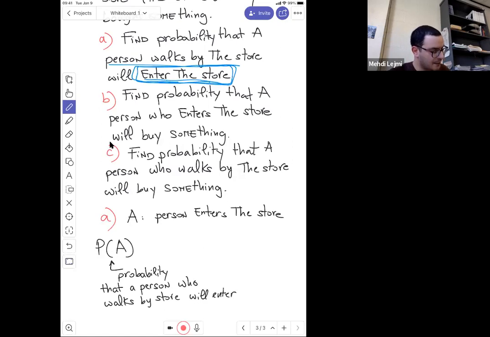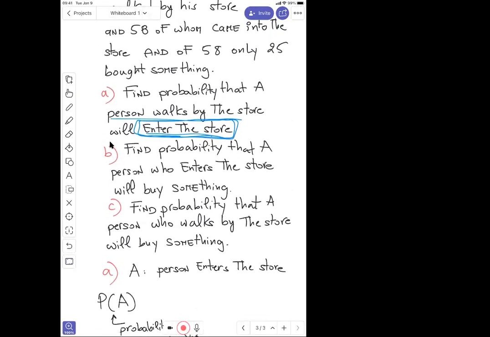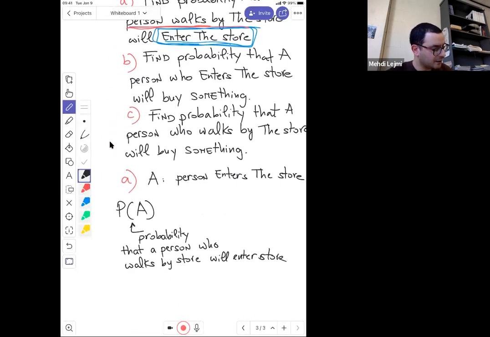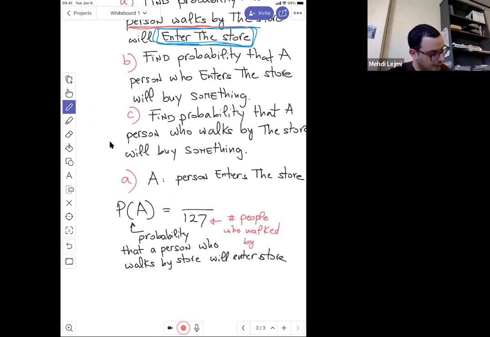All right. So what's the size of the sample in this case? 127, because we have 127 people who walk by the store, right? We are interested in the people who walk by the store. So we need to divide by 127. That's the number of people who walk by the store.